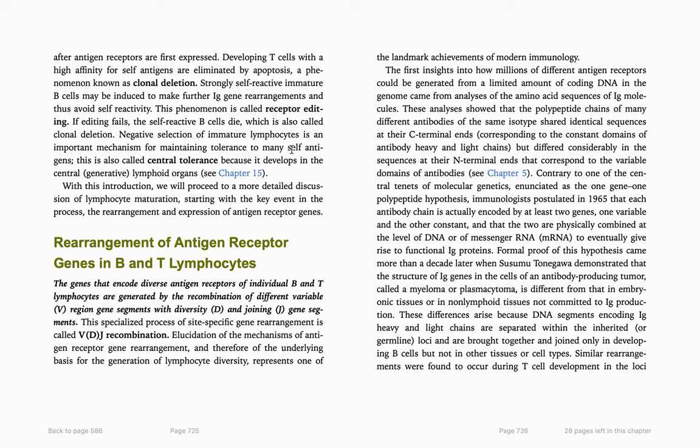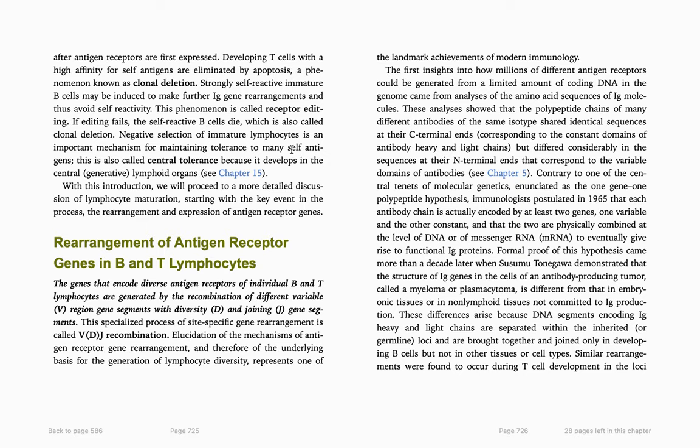Rearrangement of antigen receptor genes in B and T lymphocytes. The genes that encode the diverse antigen receptors of individual B and T lymphocytes are generated by the combination of different variable region gene segments with diverse D and joining J gene segments. This specialized process of site-specific gene rearrangement is called VDJ recombination. Elucidation of the mechanism of antigen receptor gene rearrangement, and therefore the basis of generation of lymphocyte diversity, represents one of the landmark achievements of modern immunology.